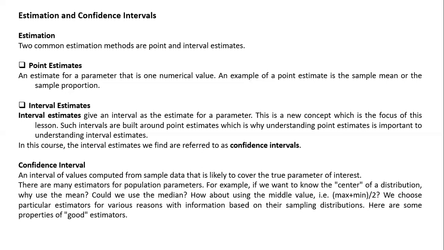Okay? That is it. Is it clear? So for this one, what will happen? A confidence interval is an interval of values computed from sample data that is likely to cover the true parameter of interest. There are many estimators for population parameters. For example, if we want to know the center of a distribution, why use the mean? Could we use the median? How about using the middle value?